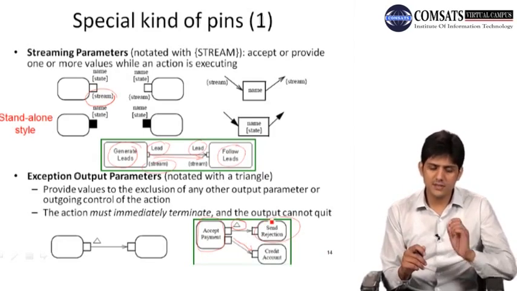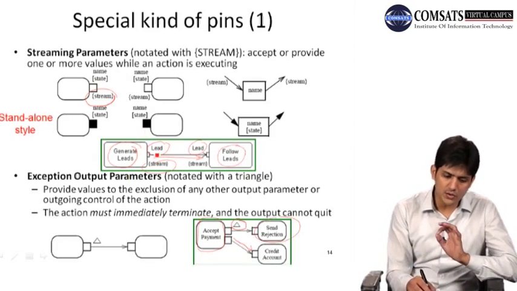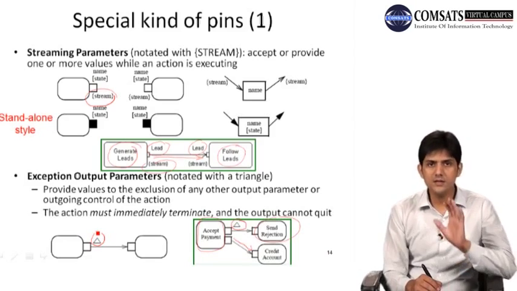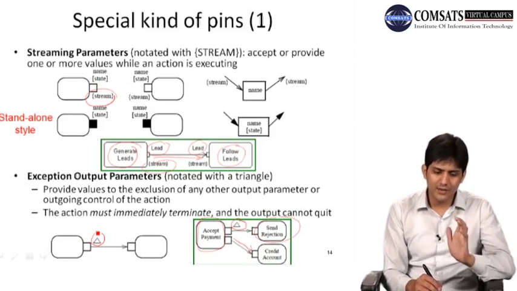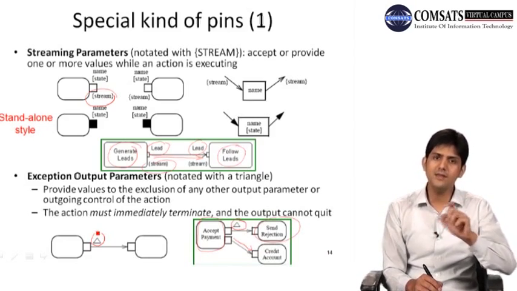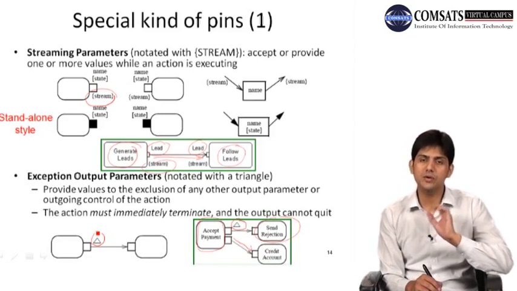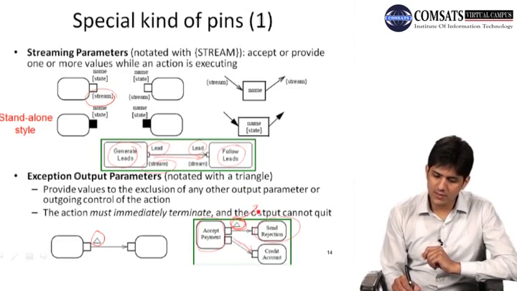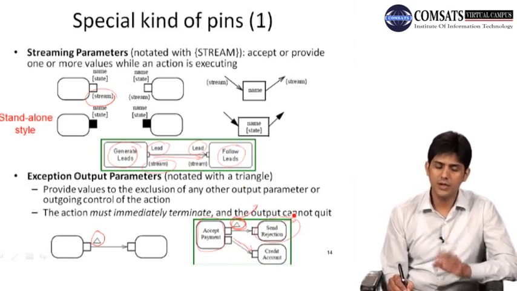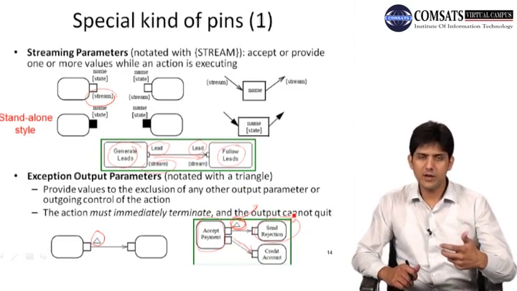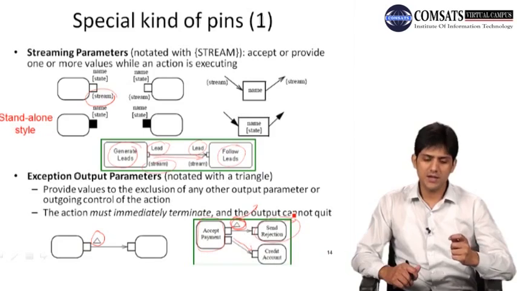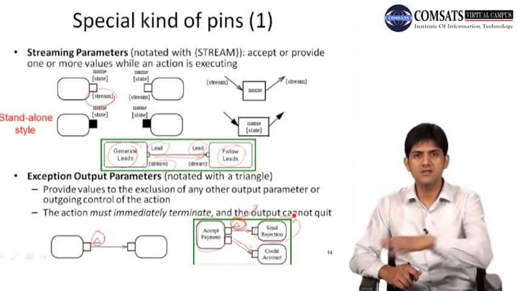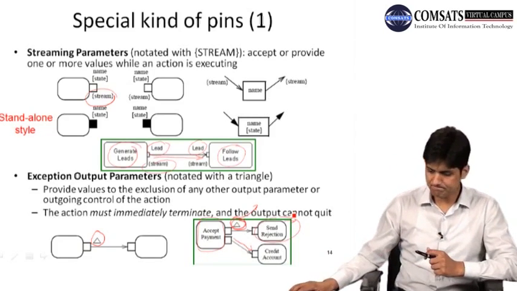The exclusion is normally represented by this small triangle. So what does it do? It provides values to the exclusion of any other output parameter or outgoing control of the action. So this would have a certain value on the basis of which you are sending the rejection. So we saw there are two different kinds of parameters. One is stream, and the other you can use to send control information that tells you why this output is being rejected.